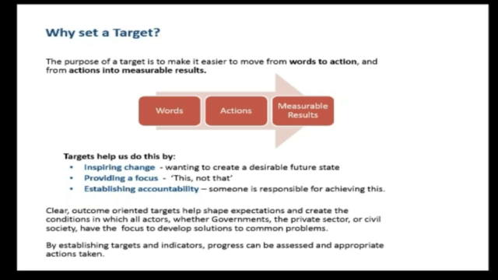And also targets help by establishing accountability. Someone is responsible for achieving this. And clear outcome-orientated targets help shape the expectations and create the conditions in which all the actors, governments, private sector or civil society have a focus to come together to develop solutions to common problems. And by establishing targets and indicators, progress can be assessed and appropriate actions taken.